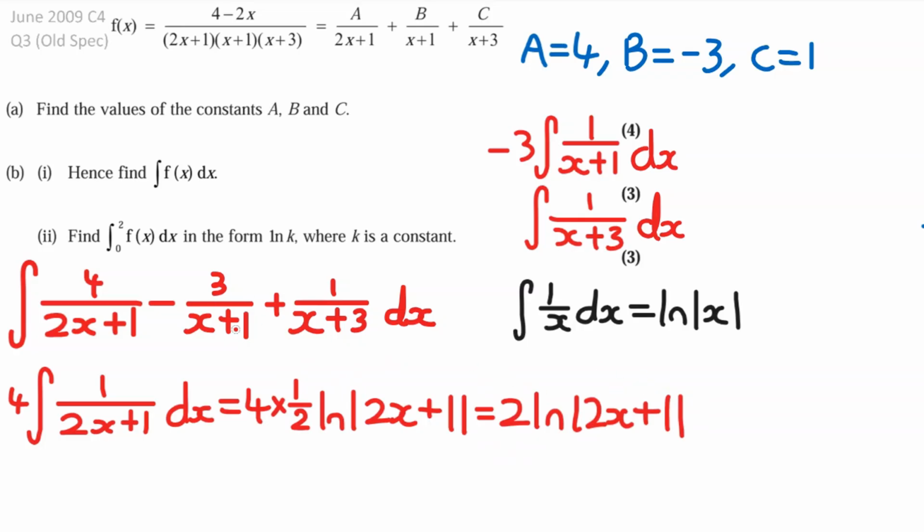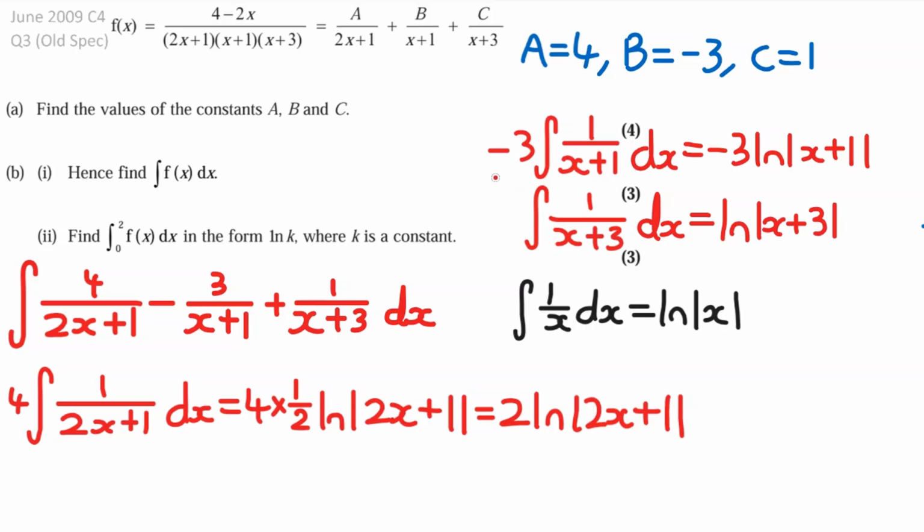And then if we focus on this minus 3 over x plus 1, again taking this minus 3 out, this will be the natural log of the modulus of this x plus 1, like this here, as the coefficient of x here is just 1. We don't need to divide it by anything, like this here. So it will be minus 3, and then the natural log of the modulus of this x plus 1. And then if we integrate this 1 over x plus 3, it will be similar. It will just be the natural log of the modulus of x plus 3. We don't need to divide by anything.